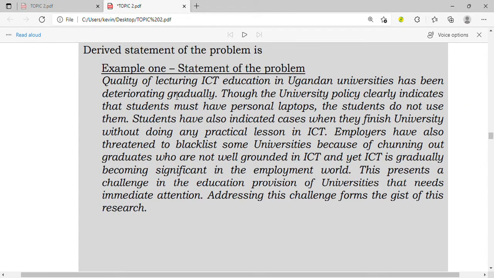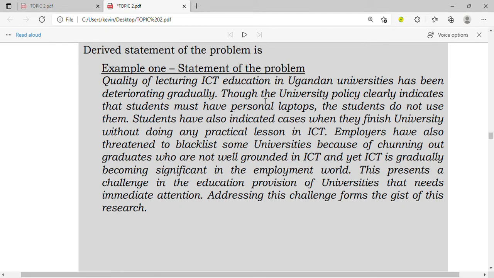So component 1 is stating the problem. Quality of lecturing ICT education in Uganda universities has been deteriorating gradually. This is the problem. The quality of ICT education is decreasing slowly. That is the problem. The second component is giving details about the evidence of the problem.